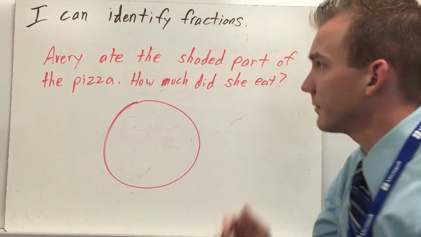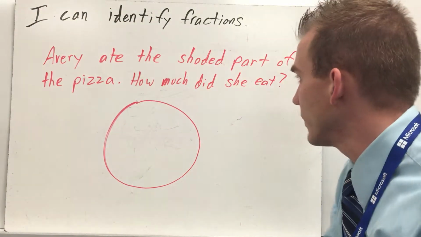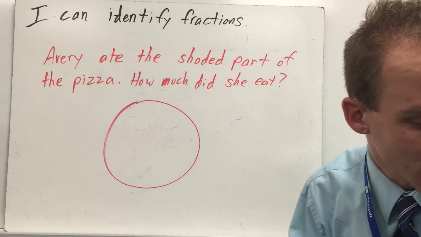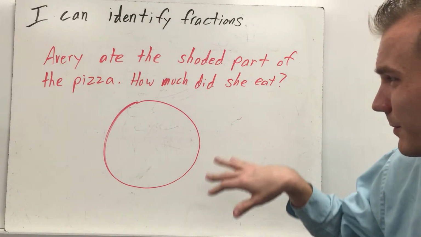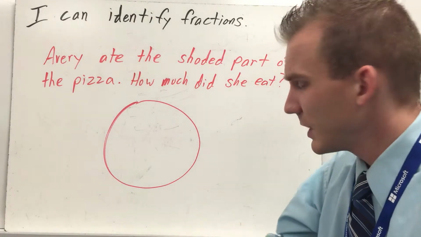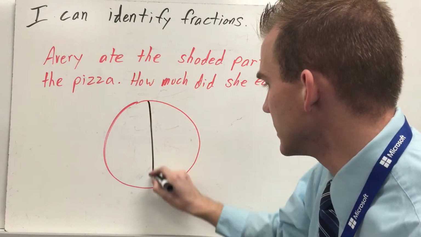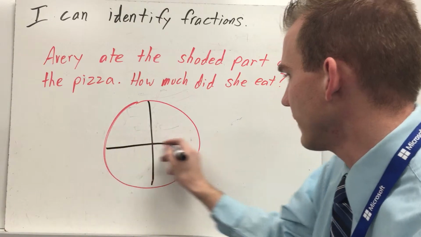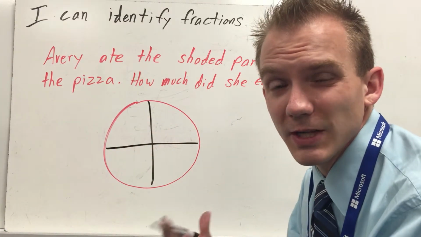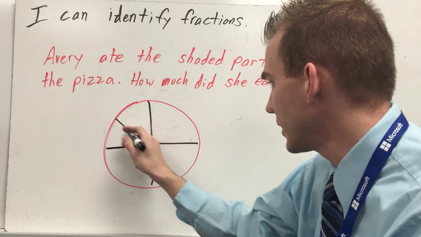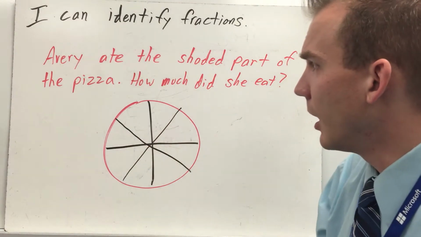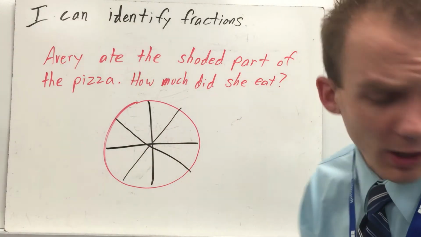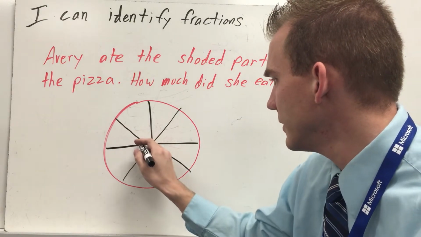I can identify fractions. Avery ate the shaded part of the pizza. How much did she eat? Again, for this one, I'm going to show you how to split this up into equal parts. The first thing I would do is split it in half, and then split it in half again. I know that's 4 equal parts, but for this case I wanted 8. So then I go down through the diagonal middle and the middle. Notice it's not perfect. And the shaded part for this one is going to be here.